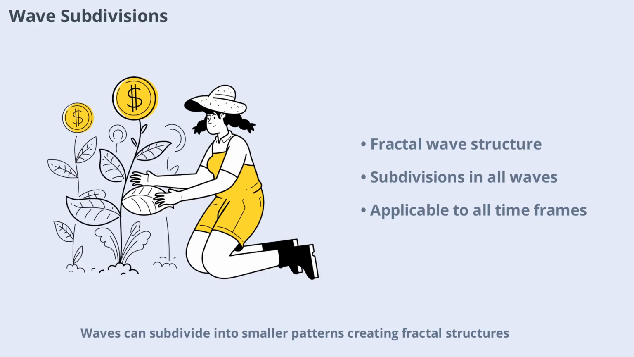Waves can subdivide into smaller patterns, creating fractal structures. For example, wave 1 can divide into an impulsive 5-wave or a leading diagonal. Wave 3 is always impulsive and never the shortest. Waves 5 and C are always 5 waves but may be ending diagonals. These subdivisions allow Elliott waves to be applied across all time frames from minutes to months.